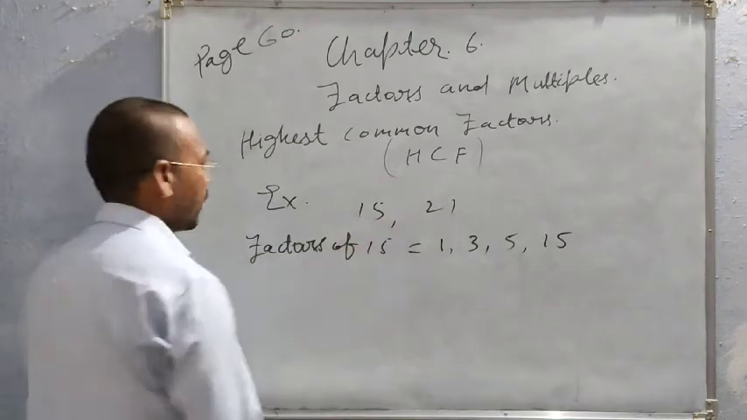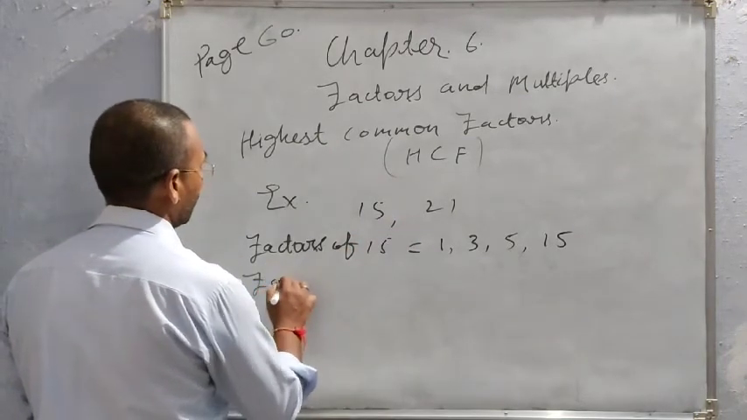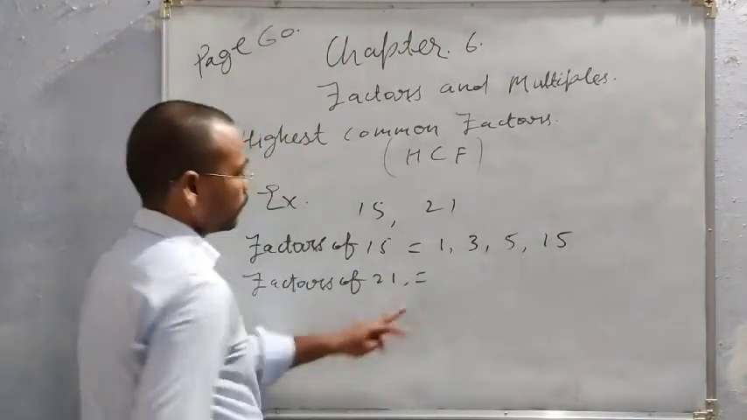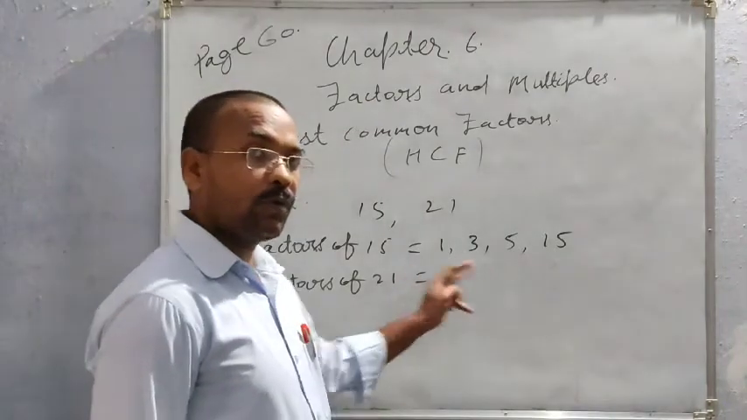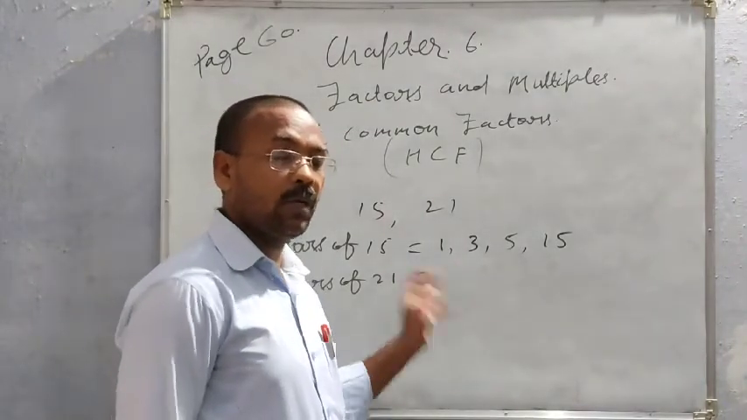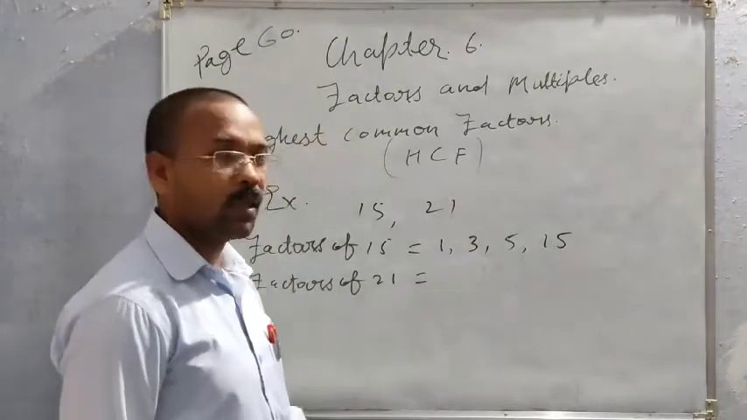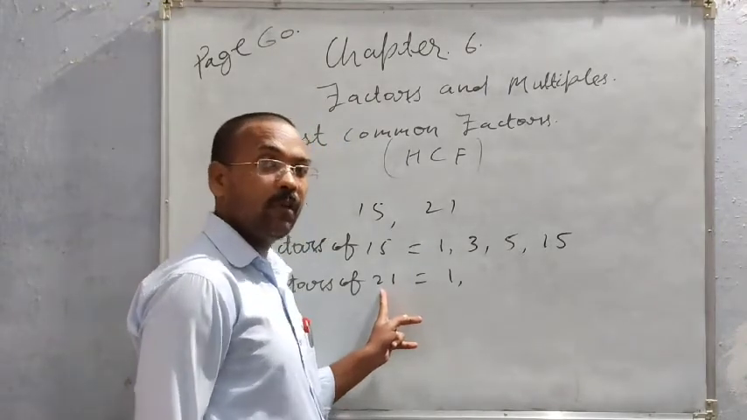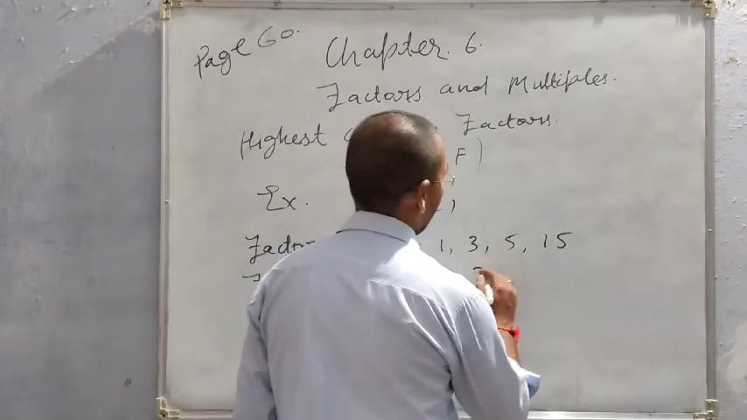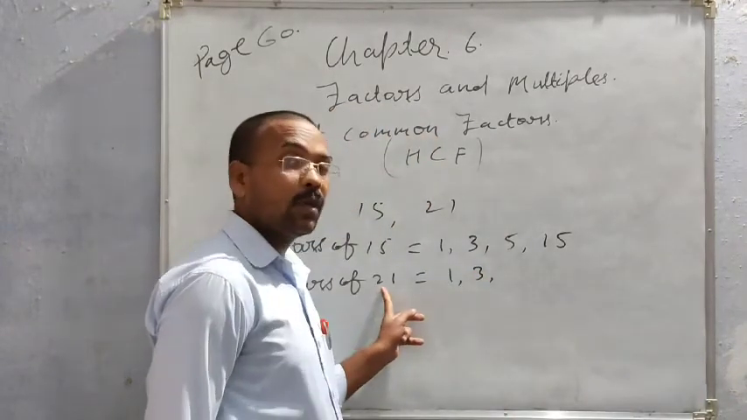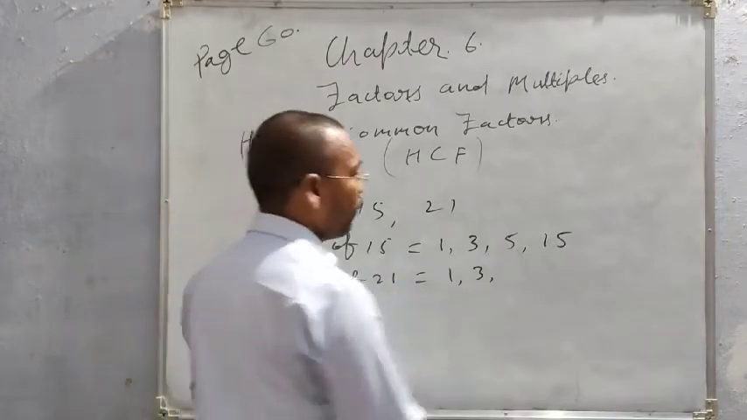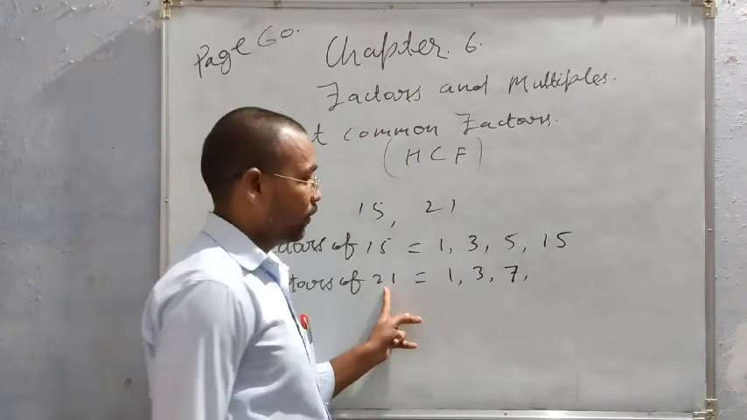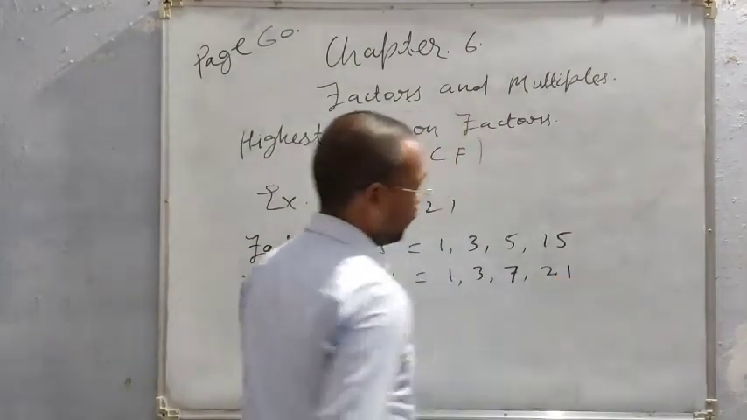Suppose you want to write the factors of 21. You have to test which number divides 21, or 21 divided by which number. The smallest factor of 21 is 1, because 1 is a factor of all numbers. And see, 21 divided by 3, so 3 is a factor of 21, and 21 divided by 7, so 7 is also a factor of 21, and then after 7, 21 divided by itself, that is 21 is a factor of 21.